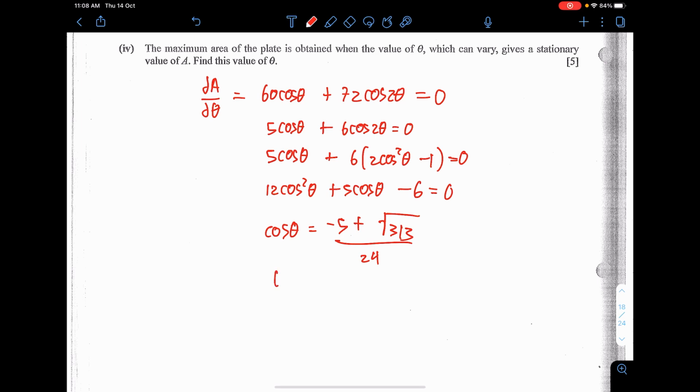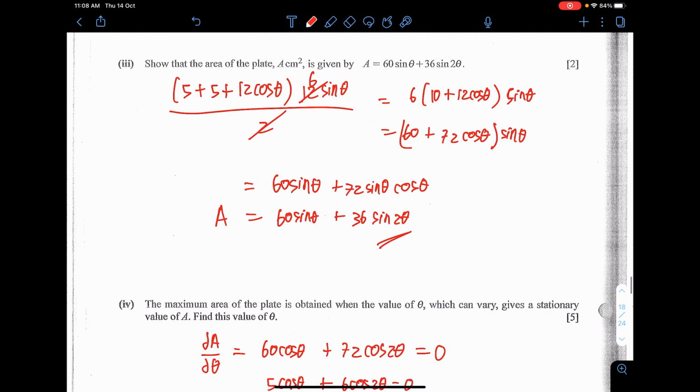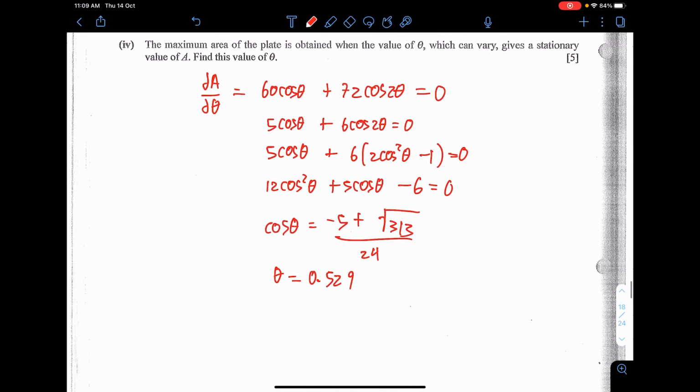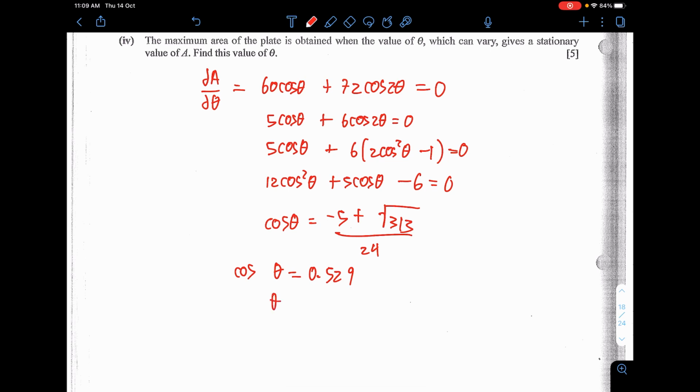Then I just need to use the calculator. I don't think we need to really do the basic angle and stuff like that. It's not necessary. Put in 3 significant figures, I'll get 0.529 here. That's the value of cosine theta, though the question asks you to give the stationary value. Oh, sorry, yes, this is cosine theta, I mean. So then theta must be, in radian, 1.01 radian.